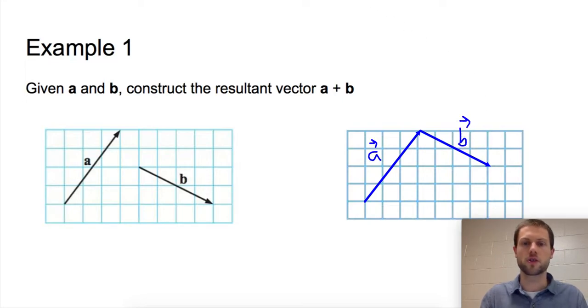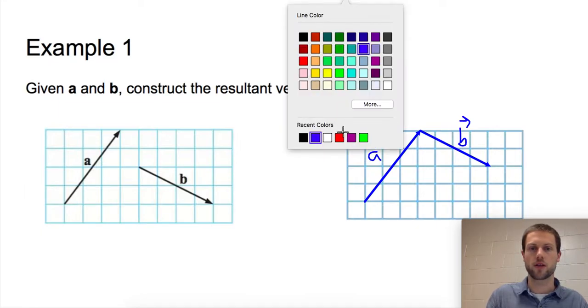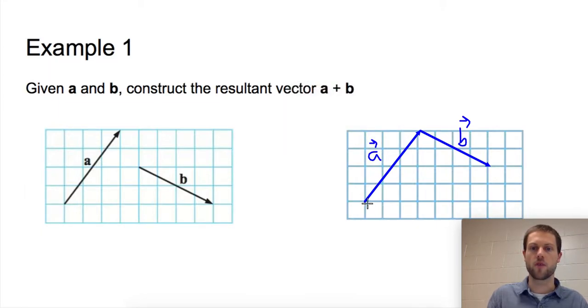The resultant, or the sum of these 2 vectors, is what I get when I connect the beginning of A to the end of B. So that looks something like this. And that is my resultant vector. We'll call that vector A plus B. So this is my resultant of adding those 2 vectors together.